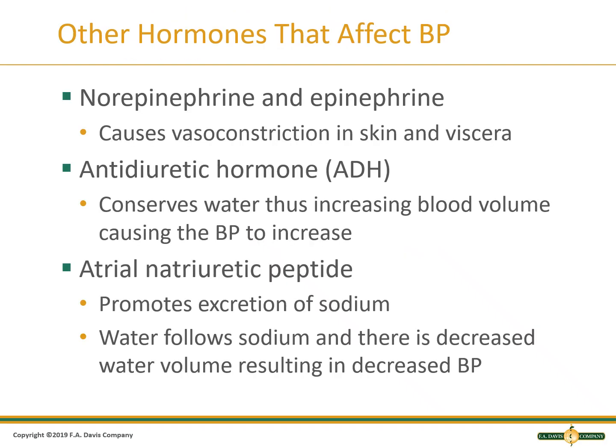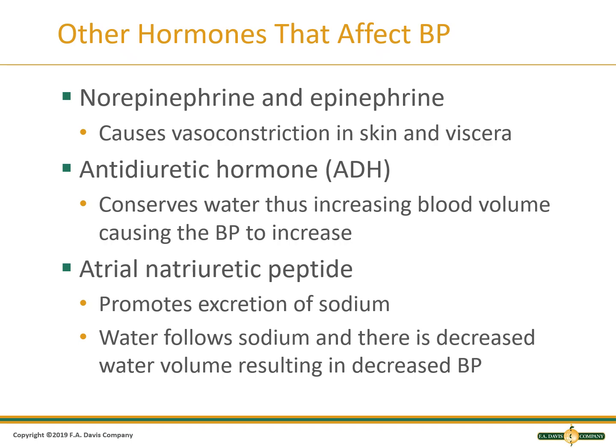Other hormones that can affect the blood pressure. We've talked about hormones in the heart. Now we're talking about the hormones that can specifically affect the blood pressure. And some of the first ones we see are norepinephrine and epinephrine. They are associated with your sympathetic nervous system, and they will cause vasoconstriction in the skin and viscera. And because they cause tachycardia and palpitations, which are that increased force of contraction, they will also increase cardiac output.